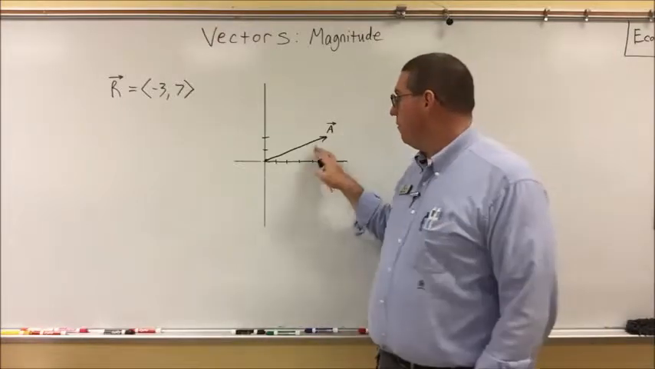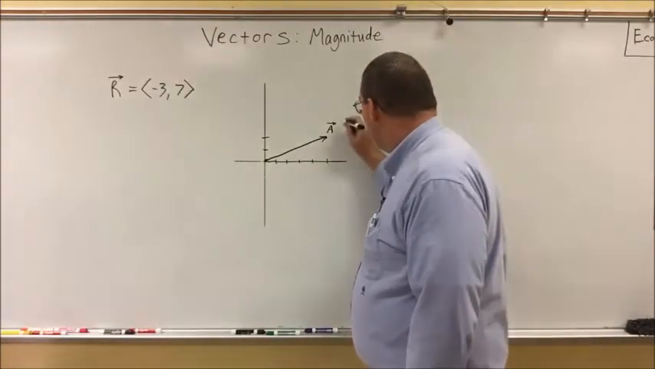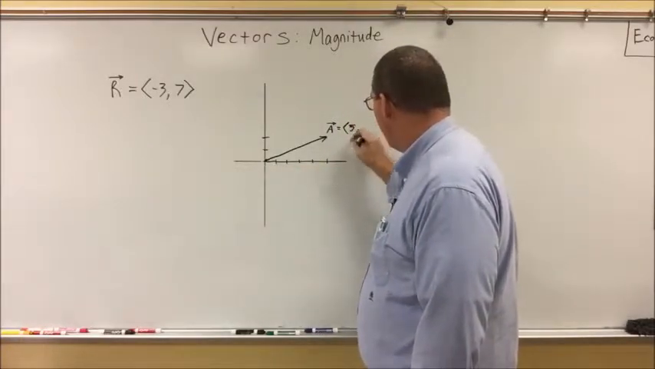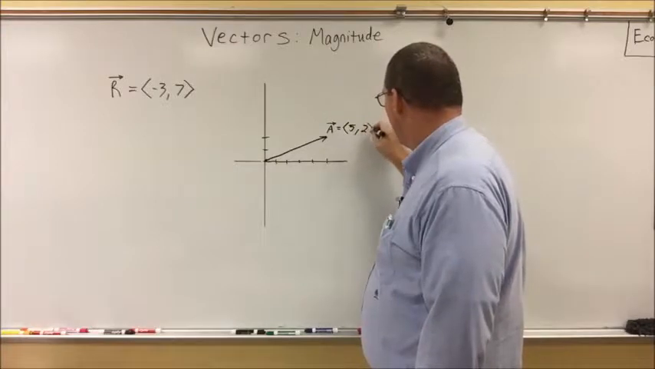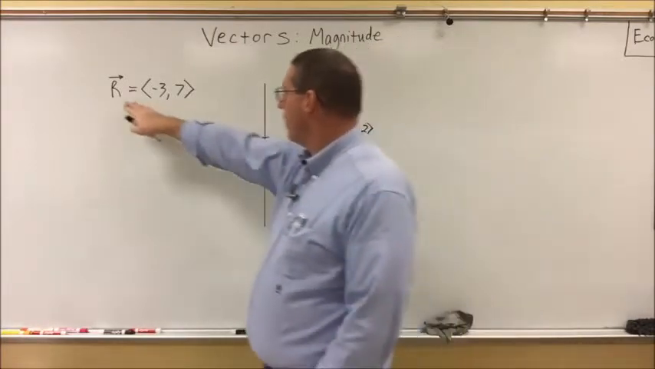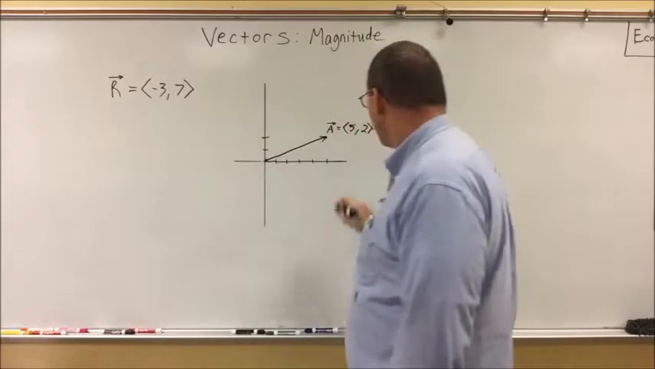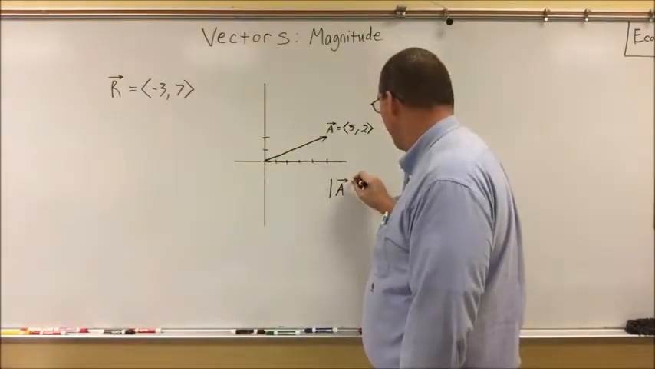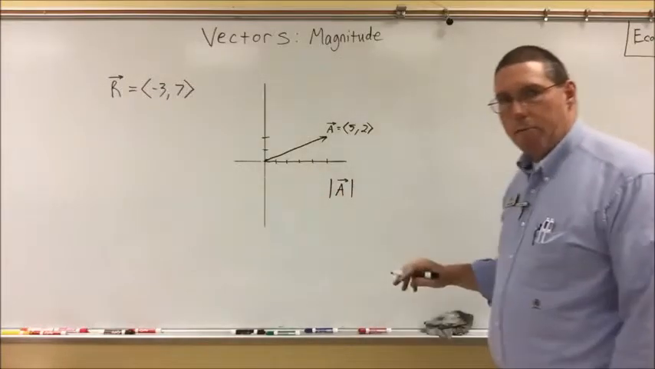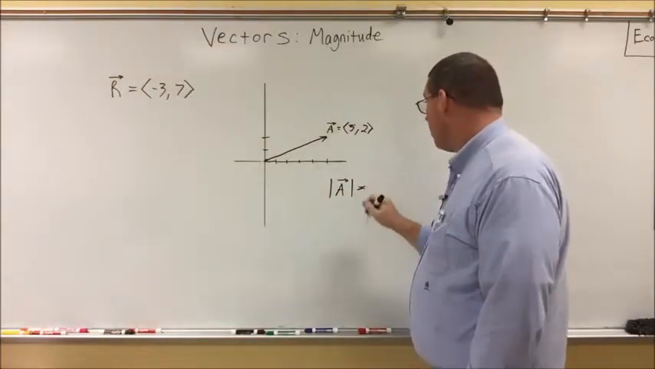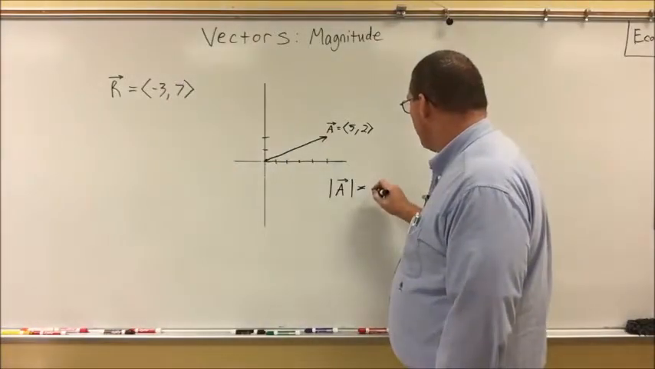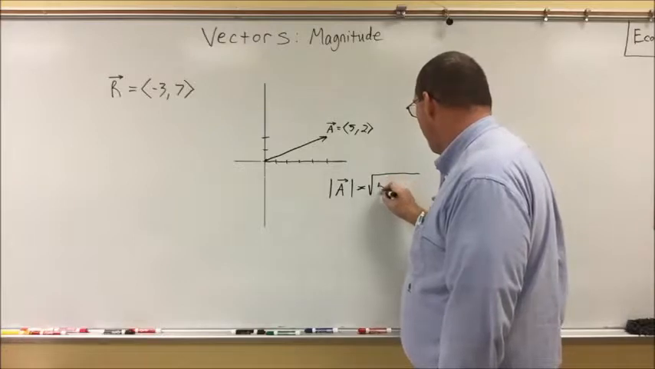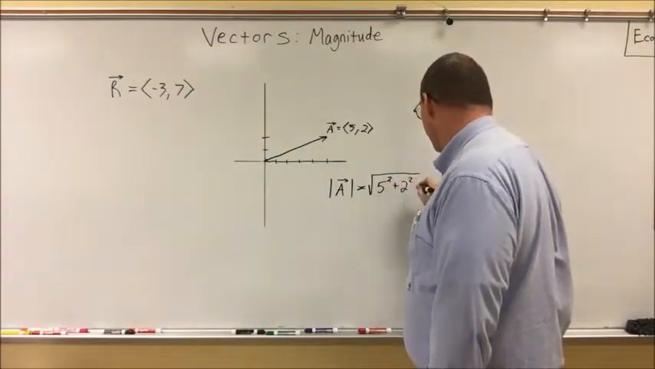All right, the magnitude of this vector. Well, the components of vector A here are 5 and 2, okay? And the components of vector R are -3 and 7. So in order to identify the magnitude of vector A, we'll put vector A in some absolute value symbols, equals, and then all we have to do is take the square root of that squared plus that squared. So 5 squared plus 2 squared.